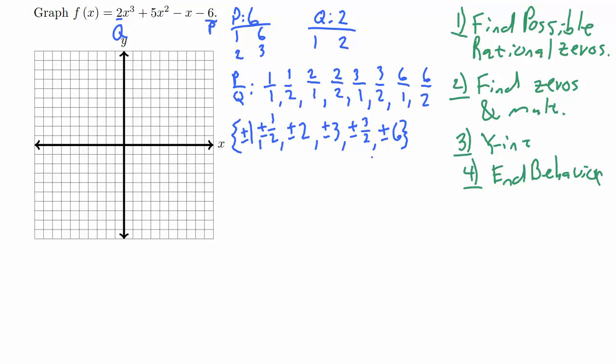Now remember, if a zero is an irrational number, it's not going to be listed here. In other words, if the square root of 2 is a zero, you won't see it here. It's just the way that it is. It's just the possible rational zeros. Okay, so these are all the possible rational zeros. And what I can do to go on to number 2 is I could just choose a number in here and use synthetic division to try and see if it's a zero. But that becomes a little bit tedious. So what we're going to do instead is use the calculator.